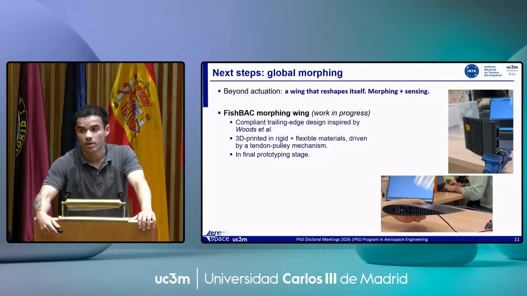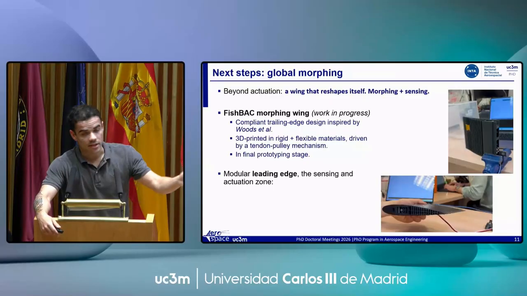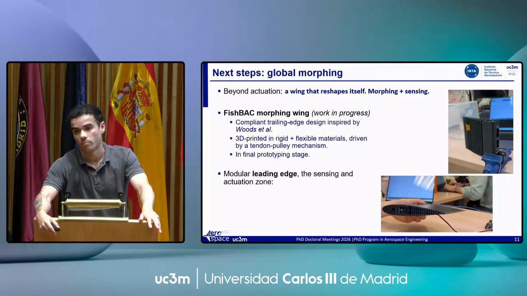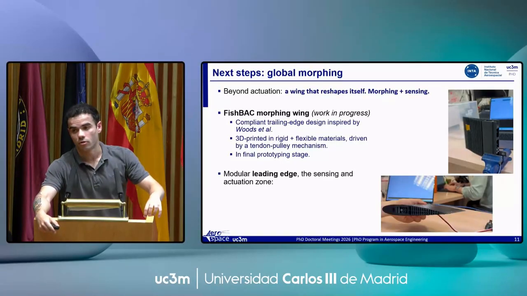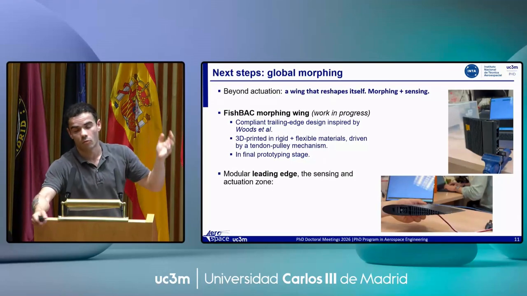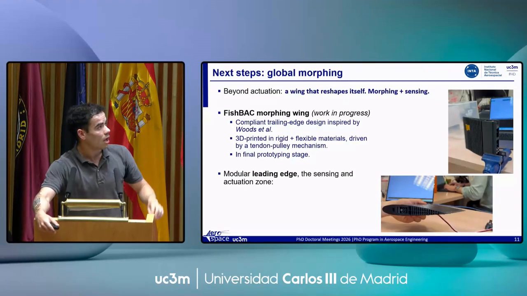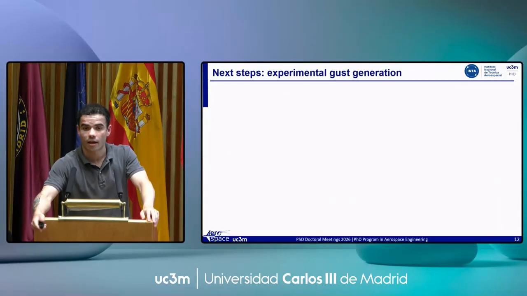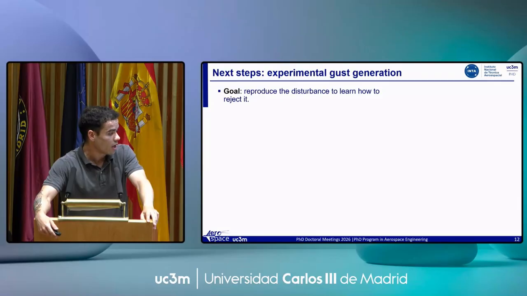It is in the final prototyping stage, so we are ready to put it into the wind tunnel. The design allows us to insert a modular leading edge to host the sensing and flow control part. So we can insert pressure ports and slots to combine both works being developed, the DSPO and the slot wing. And finally, we have to create the gust environment experimentally, so we can understand in real life how gusts interfere with our wing.